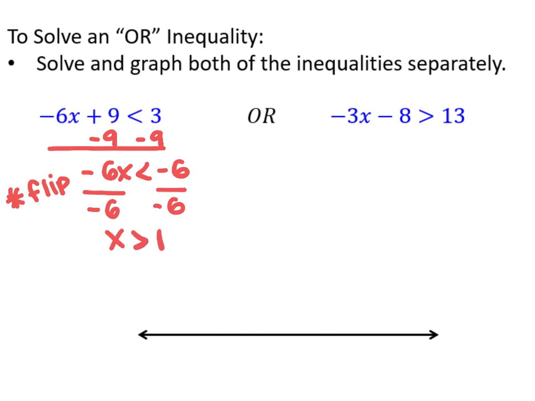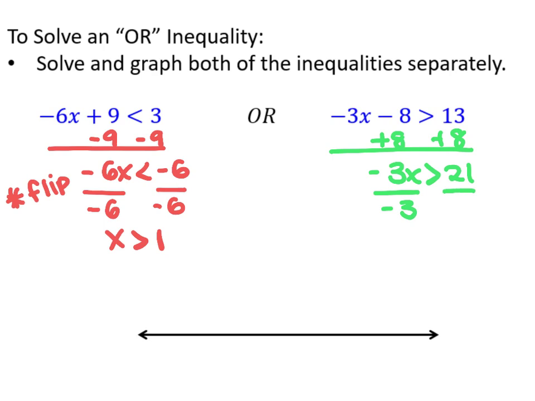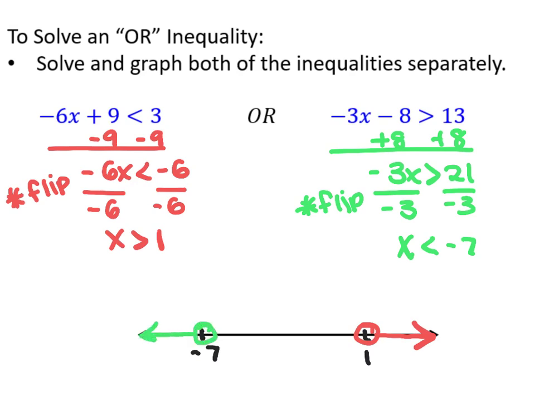For the other inequality, to get x by itself, we'd have to add 8 to both sides. So -3x is greater than 21. And then divide both sides by -3. And again, since we're dividing by a negative, you have to flip the inequality symbol. So you would have x is less than -7. Now if we were to graph, we have -7 and 1. Our first inequality, we'll have an open circle at 1 and draw our arrow to the right. And for the other one, we're going to have an open circle at -7 and draw our arrow to the left.